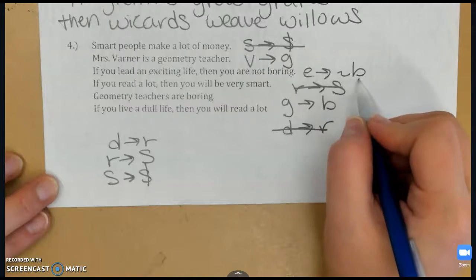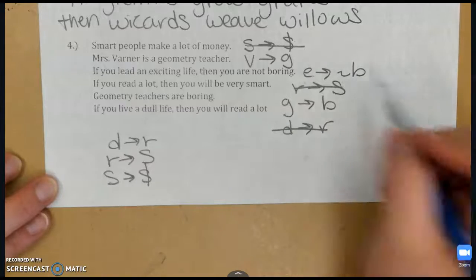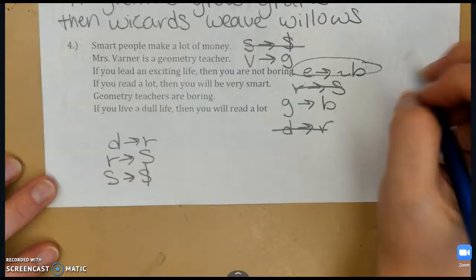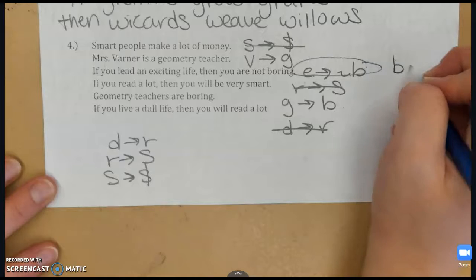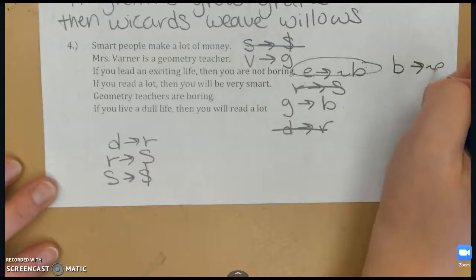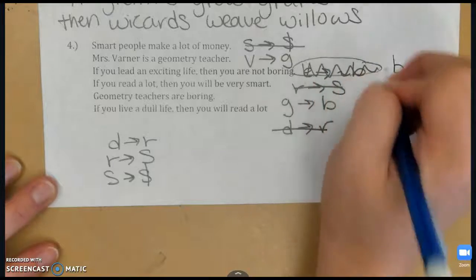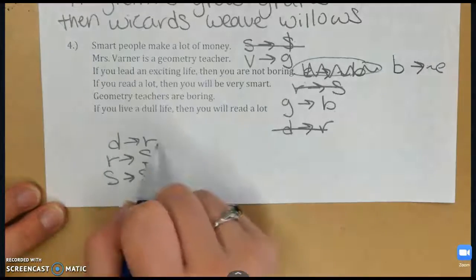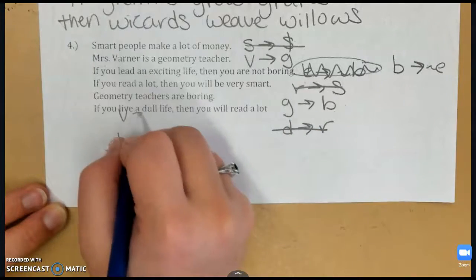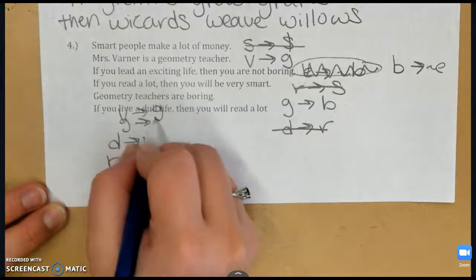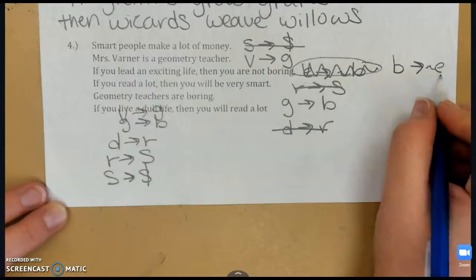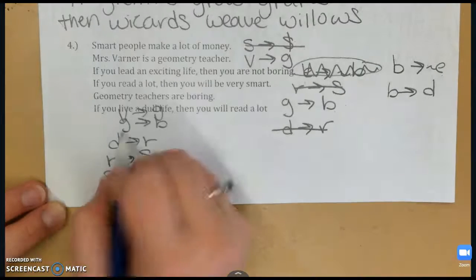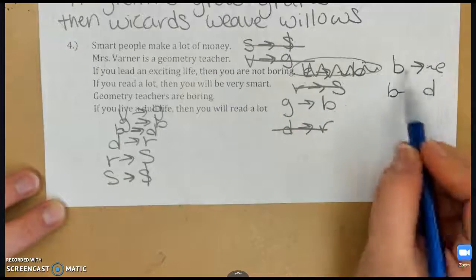If you lead an exciting life, then you are not boring. This, not B, and I've got an affirmative B here. If I take the contrapositive of this, if you live a boring life, then it is not exciting. That can help take care of some stuff, right? So, let's see what else we got. D then R, Varner then geometry, geometry then books, books then not exciting. Would an equivalent to not exciting be dull? So if you live a boring life, then you are dull. Okay, boring then dull. So that takes care of all of my statements.